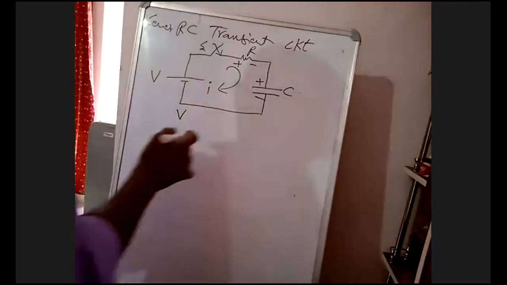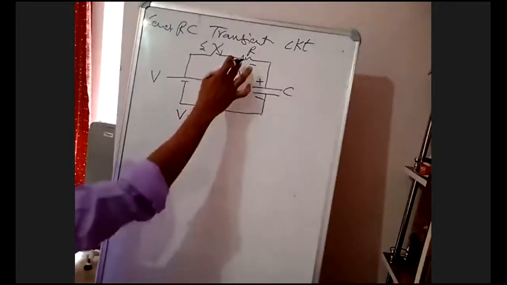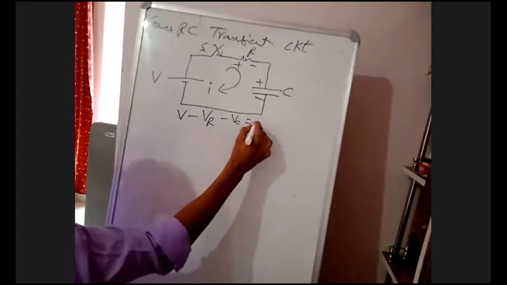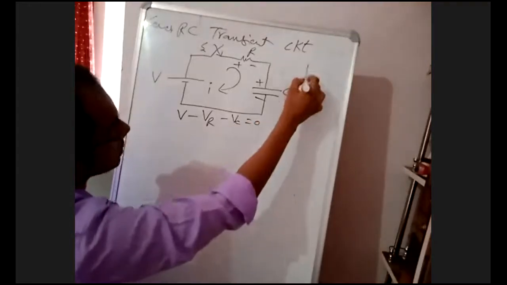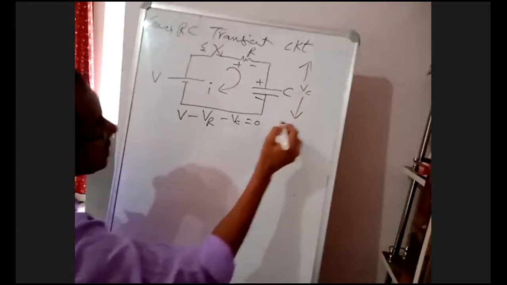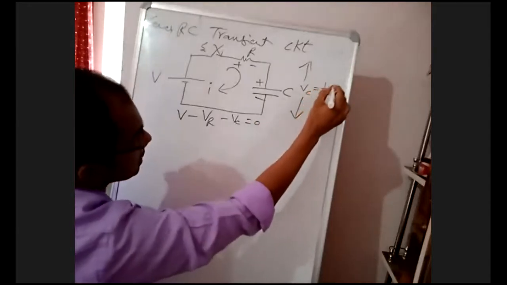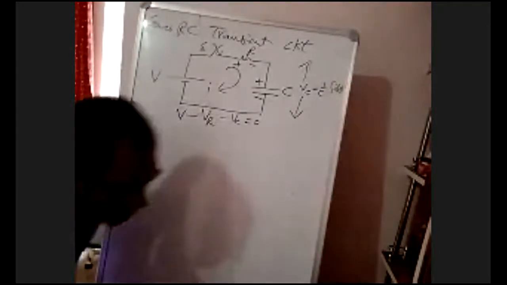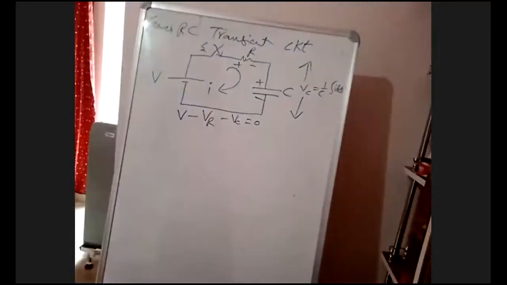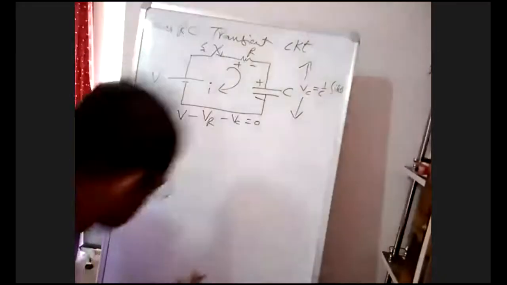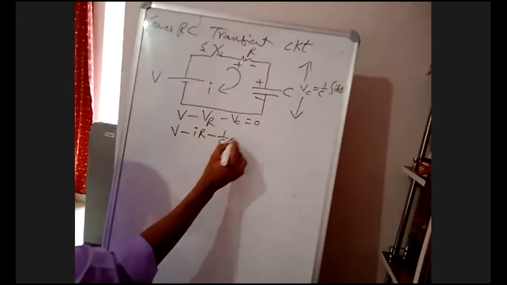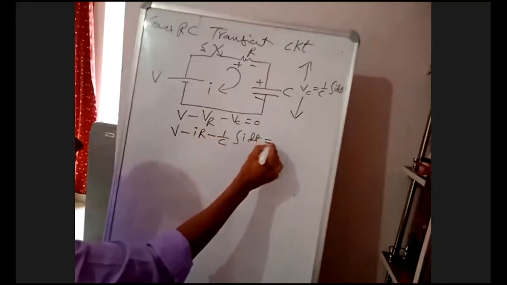So this will be V, minus plus to minus means voltage across resistance, voltage across capacitance. Voltage across capacitance we know. VC is the voltage across capacitance, that is equal to 1 by C integral of I dt. Now substitute here: V minus IR minus 1 by C integral of I dt is equal to 0.